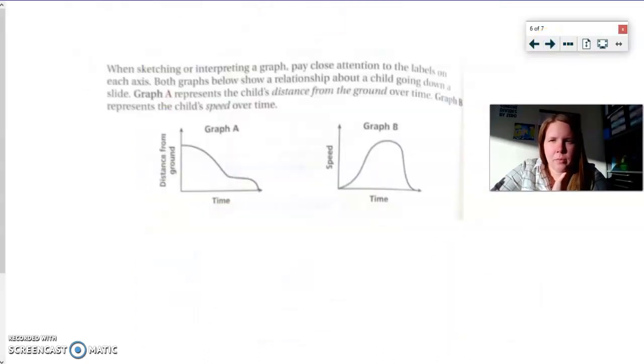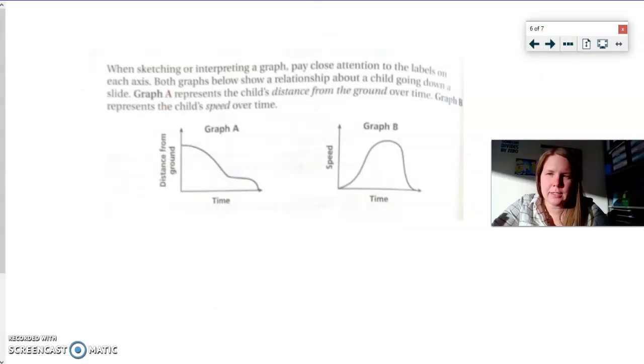I think there's a couple more things. Oh, and this is a part that I did mention, but it says, when sketching or interpreting a graph, pay close attention to the labels on each axis. Both graphs below show a relationship about a child going down a slide. Graph A represents the child's distance from the ground over time. So it's talking about how far away from the ground it is over the time. So basically it's showing me the shape of the slide.